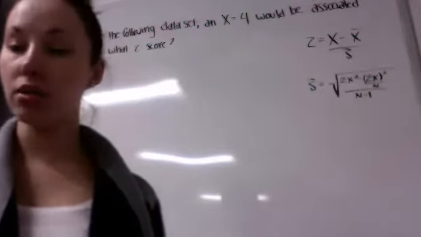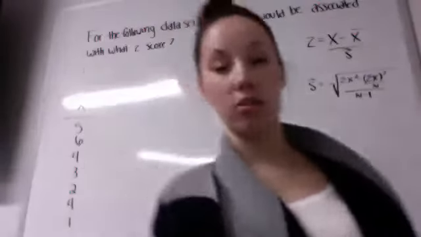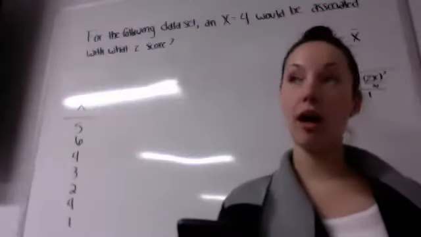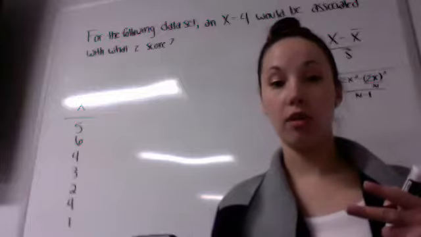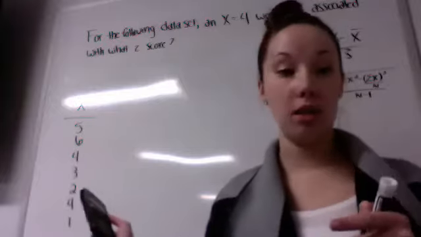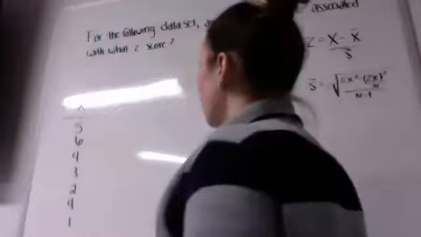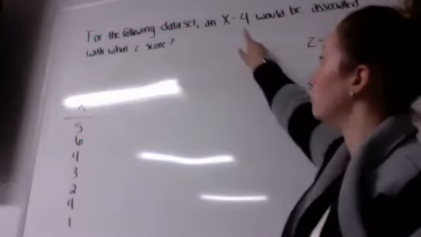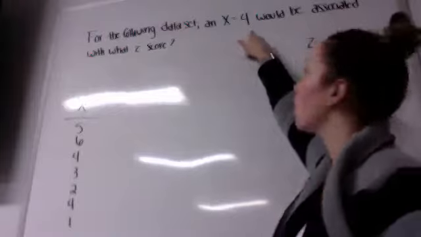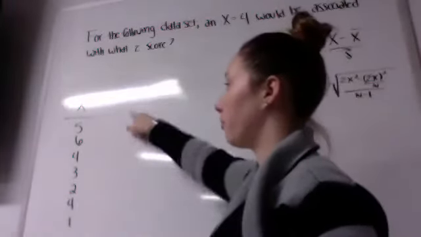Okay, now we're going to do a practice problem where you're given raw data and asked to find z-scores from that. The ones that we've done before, I've given you your standard deviation and your mean. This time, we're going to have to calculate mean and standard deviation. So here is your prompt. For the following data set, an x, or a raw score of 4, is associated with what z-score? And here is our data set here.